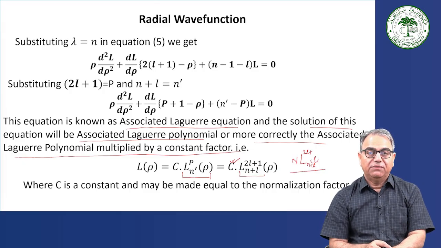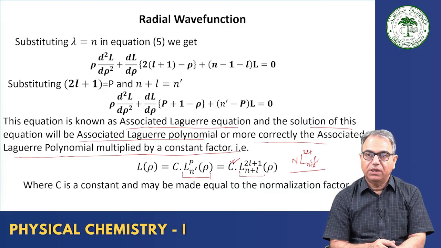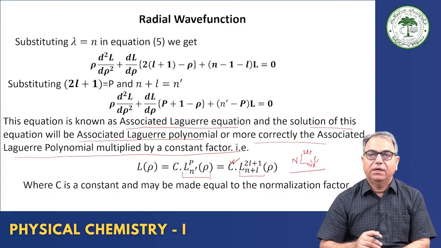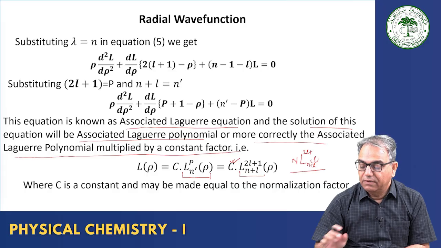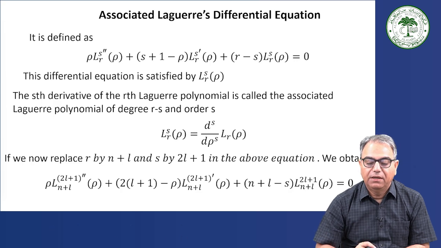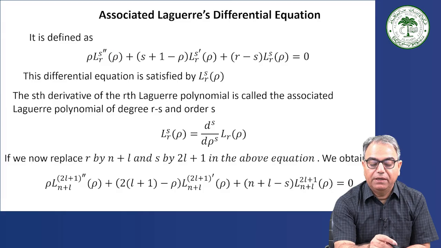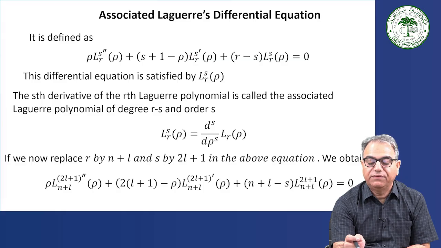So, what is the normalization factor again? The question is, if you have the radial wave function solution in terms of the associated Laguerre polynomial, then the task is to get the normalization factor. If you normalize, it is again the same in a different form. I have written ρ L_R^S double prime, the second differential equation, then (S + 1 − ρ). This is a standard form of the associated Laguerre differential equation.